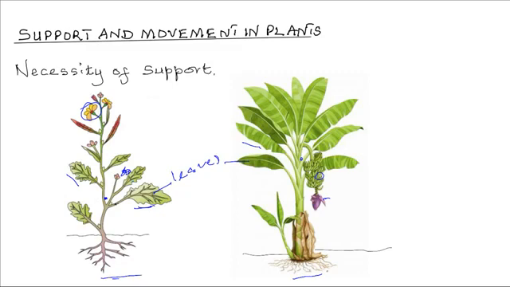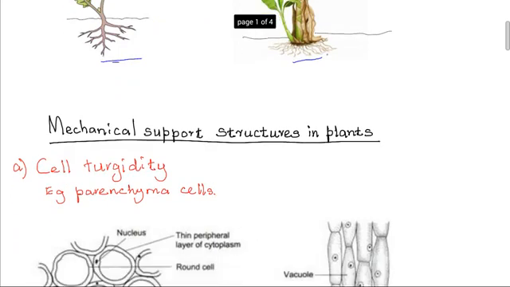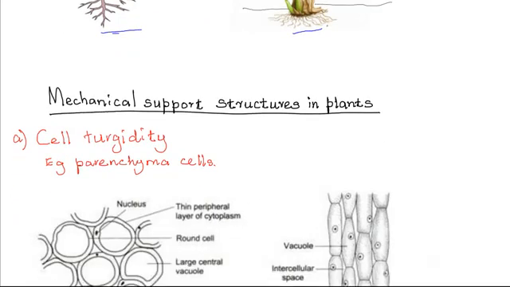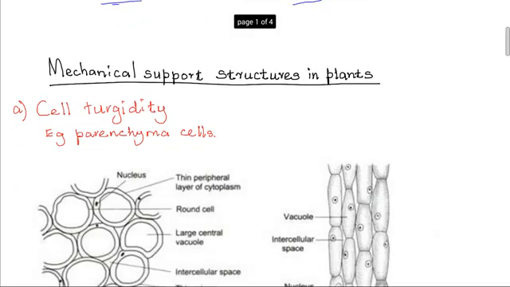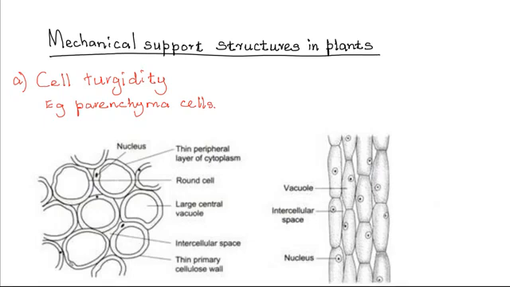Now, plants obtain mechanical support in three ways. There are a number of ways, not limited to three, through which plants maintain or obtain mechanical support. So we have various support structures in plants. The first one includes turgidity of the cells, especially parenchyma cells.